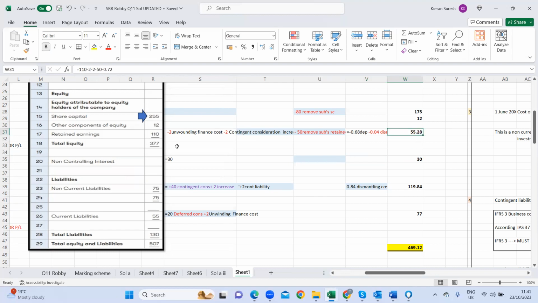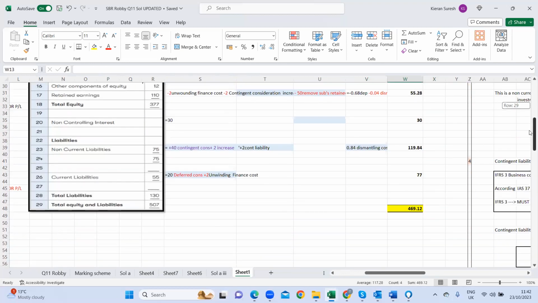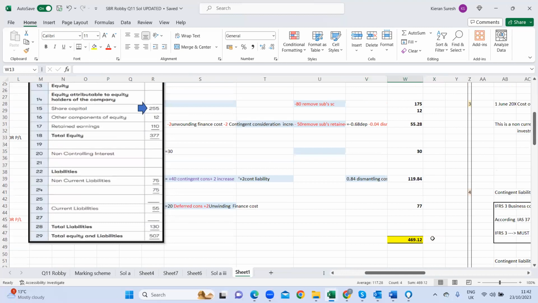I had 110 to start with, right? 110 retained investments, minus 2 million, which is the unwinding finance cost, minus 2 million, which is the increase in the contingent considerations, minus 50, removing the subsidiary's retained earnings, minus 6.8, plus minus 0.04, total up to minus 72, comes up to 55.2. Now, if I try to balance this out, you can see the total balance I have here is 69.12. And then if you add everything up, you should get a figure.